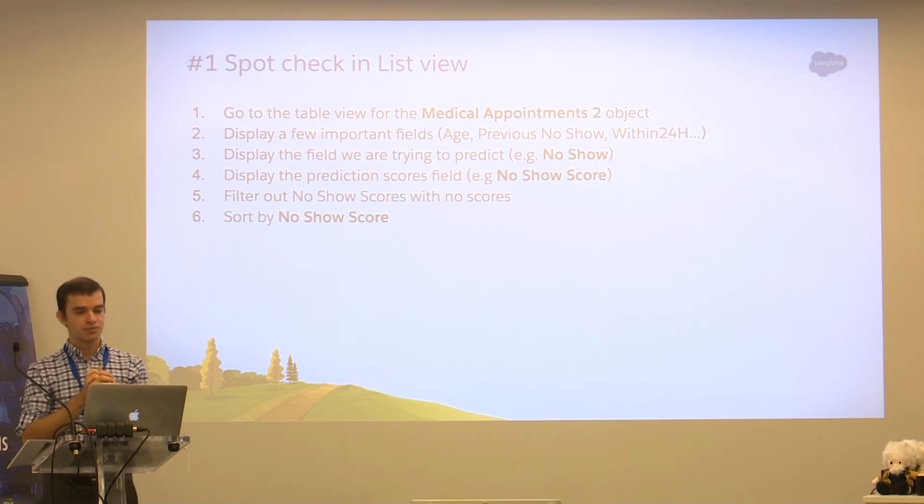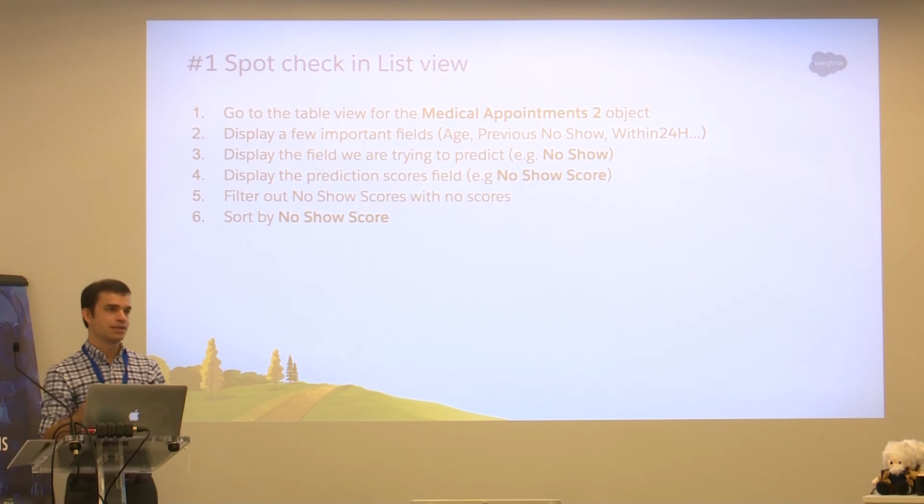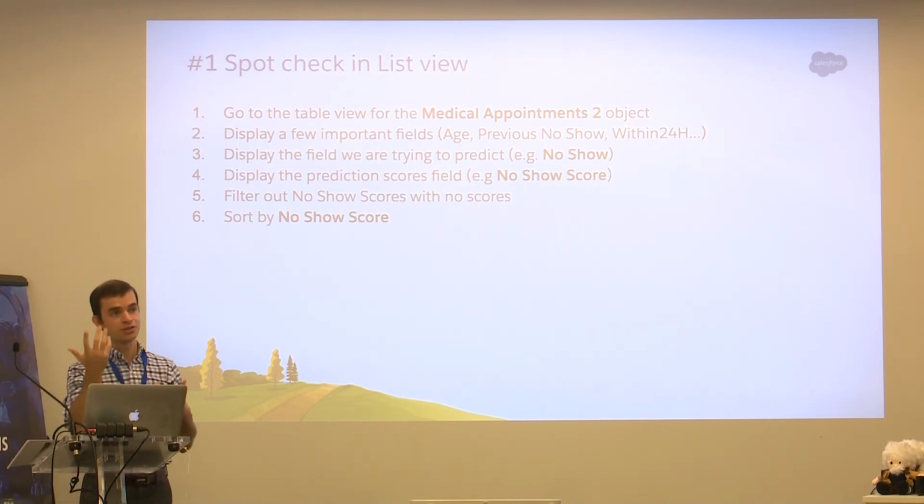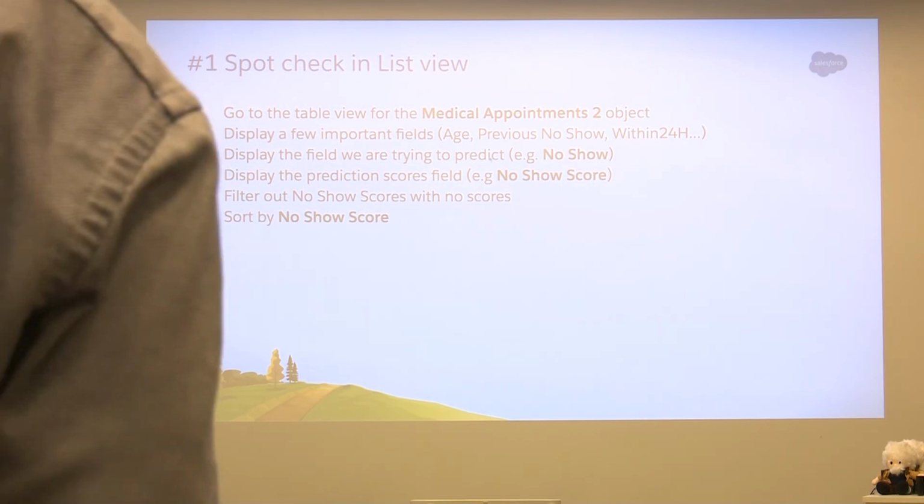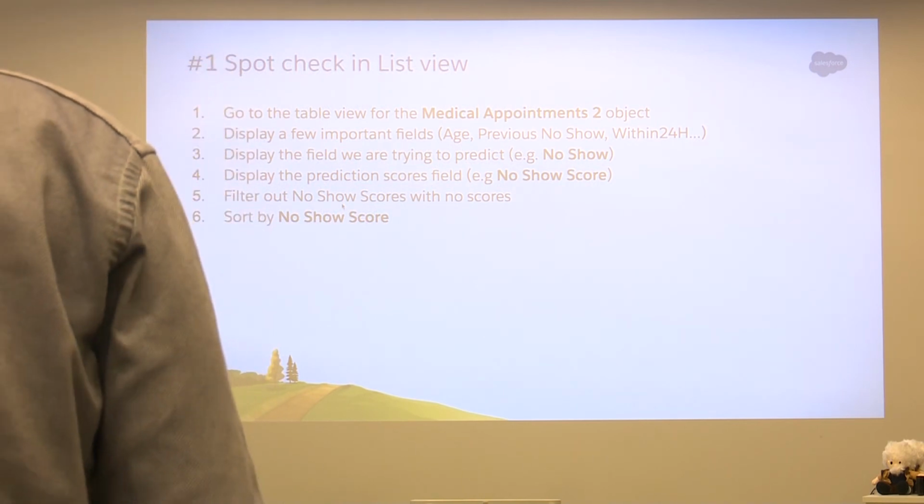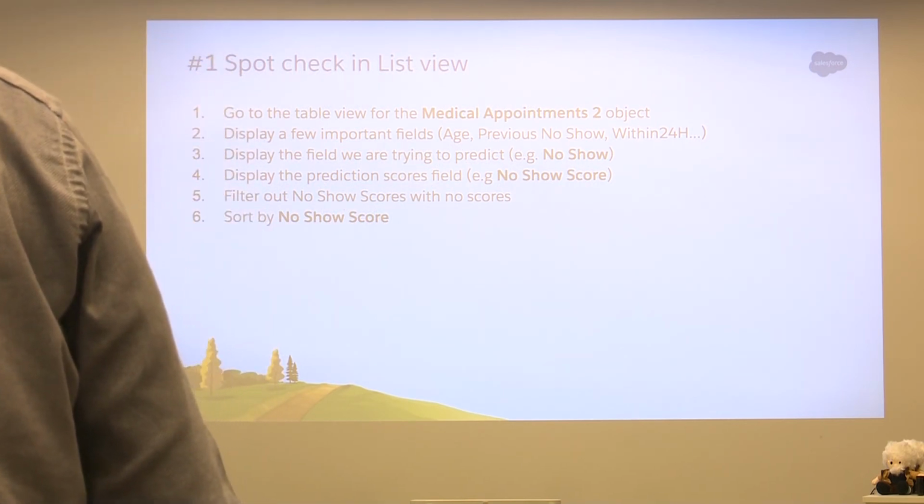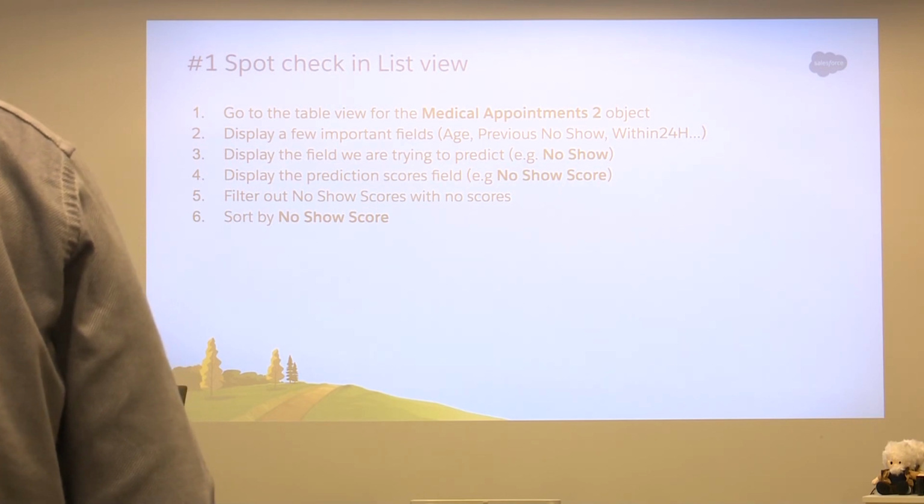So one of the fields you select is no-show, right? And then you can also display the field that holds the prediction. In that data set, we actually called it no-show score. This score is a number between 0 and 100, and the higher the number, the more likely our prediction was that this person is not going to show up. What you also want to do is filter out no-show scores with no scores, and then sort. So if you follow these instructions, you should be able to see something.